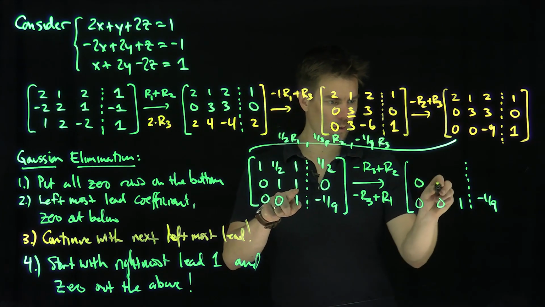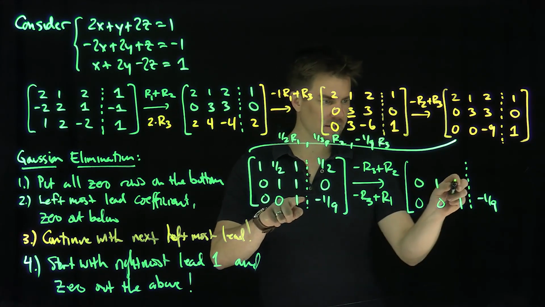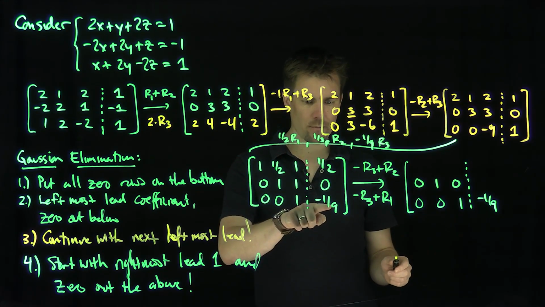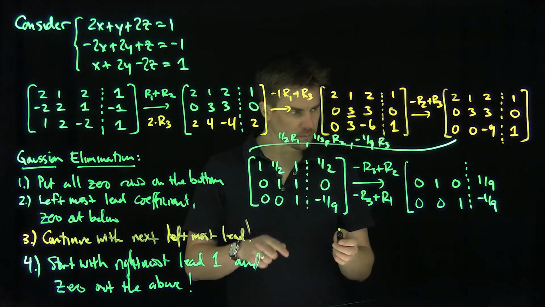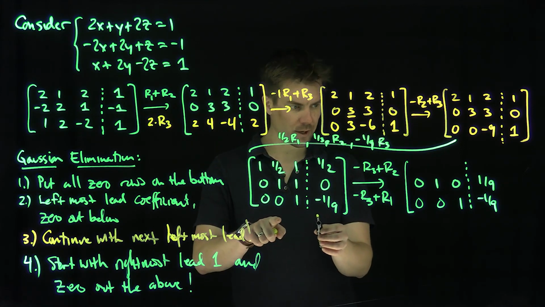So it's going to be a 0, then a 1. That's going to stay put. This is going to zero out. Then I have positive 1/9 plus row 2. So that's going to be a positive 1/9 over there. Great. And then what will happen over here?